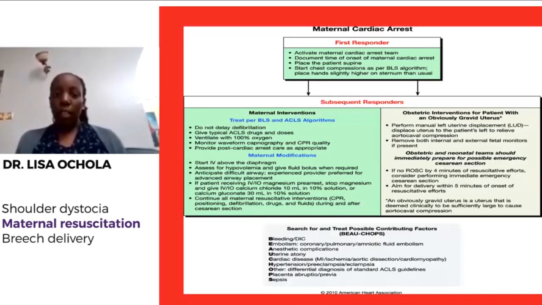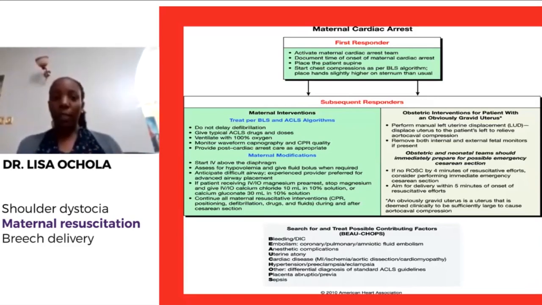So this is an algorithm that is found in the emergency algorithms that Emergency Medicine Kenya has provided for us. So of course, it's all the very same thing. You, as a first responder, you must activate the maternal cardiac arrest team or the cardiac arrest team. The patient should be supine. You start chest compressions as per the algorithm. But in this case, you place the hand slightly higher on the sternum than usual.